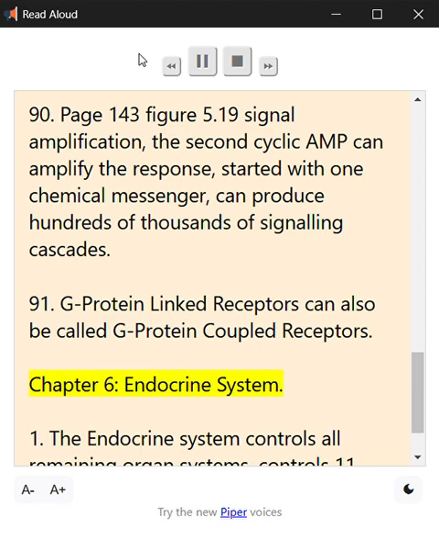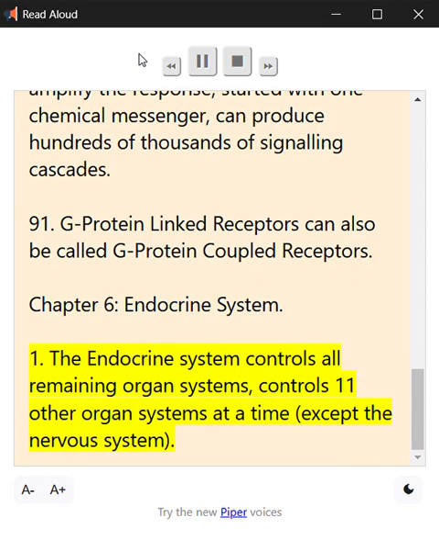Chapter 6. Endocrine system. 1. The endocrine system controls all remaining organ systems, controls 11 other organ systems at a time, except the nervous system.